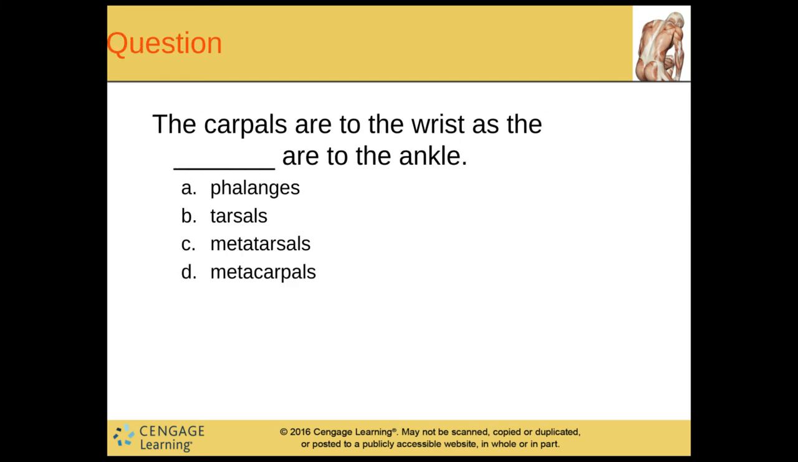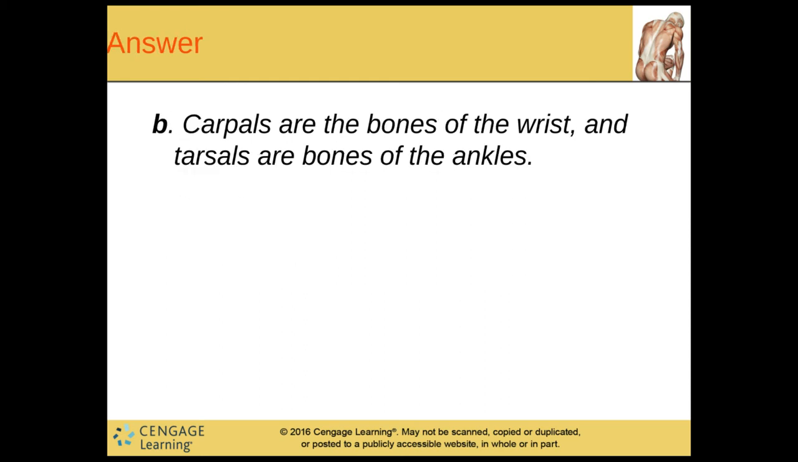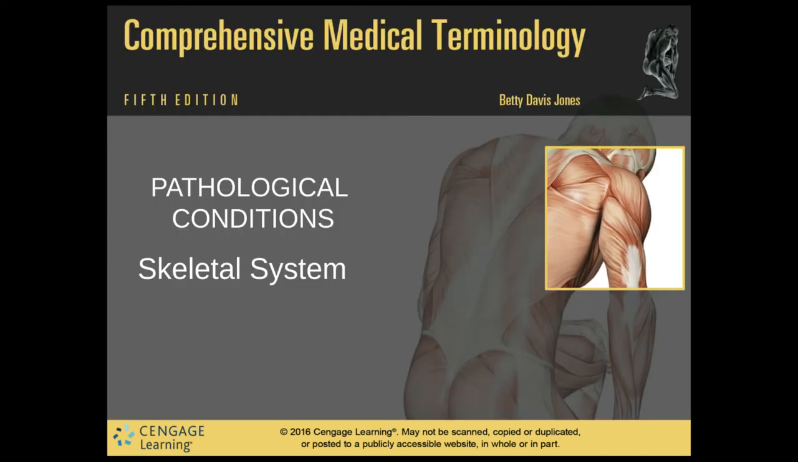The carpals are to the wrist as the blank are to the ankle. What do you guys think? It's tarsals. Good. So carpals are the bones of the wrist and tarsals are the bones of the ankle. And you guys will have an assignment to kind of go over all of this too.